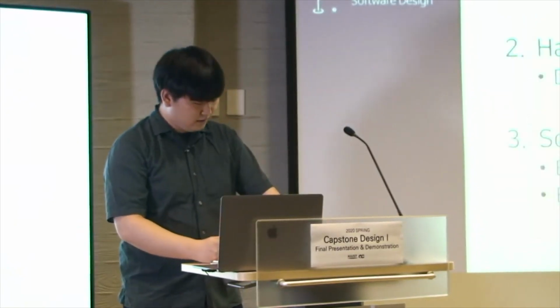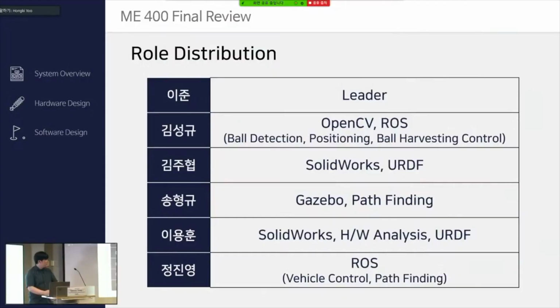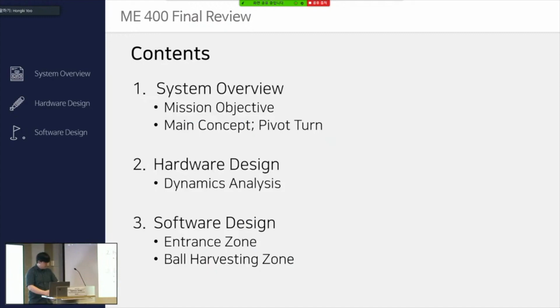Hello, this is Team B. Let me present our vehicle design progress for our mission. We distribute our roles as shown here, and we divided our presentation into 3 parts. First, system overview, second, hardware design, and third, software design. We'll start by showing the main concept of our design for the mission. Then we'll elaborate on the details, first on the hardware design, and then the software parts.